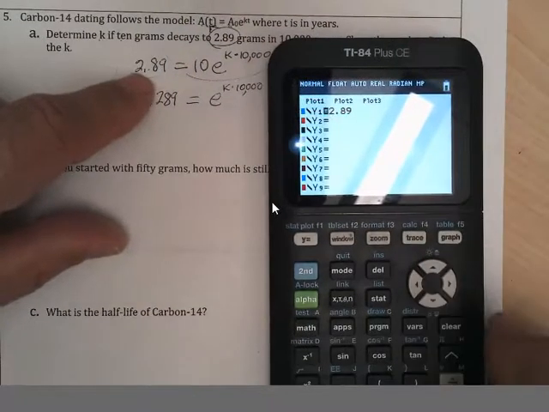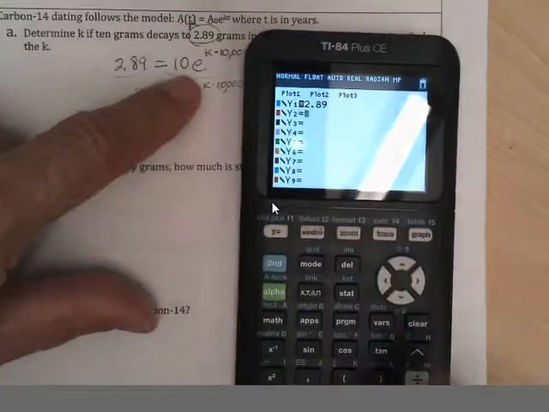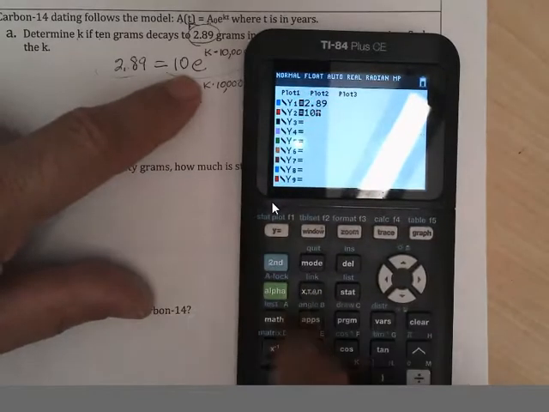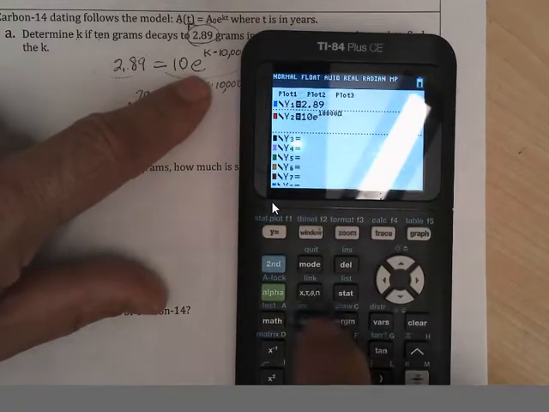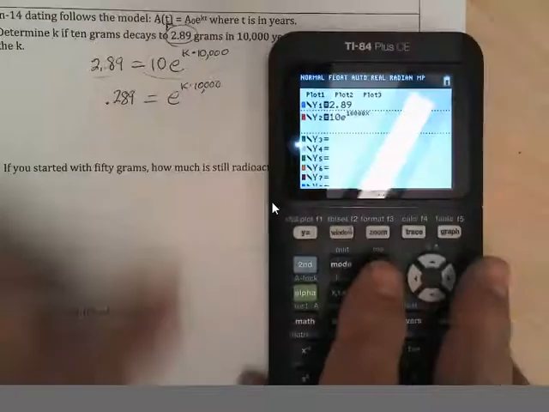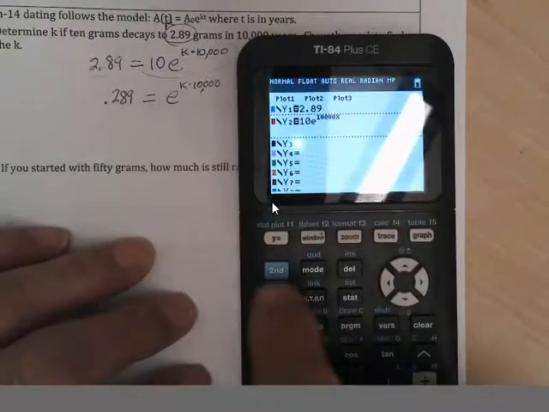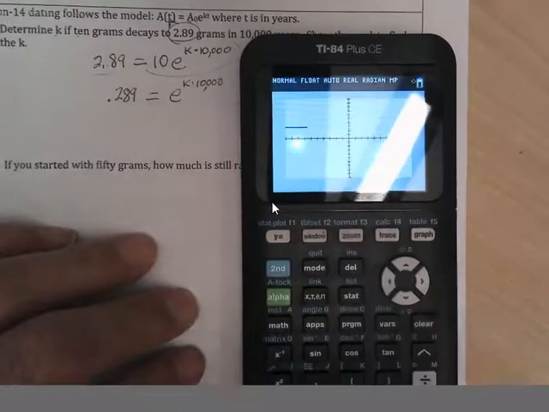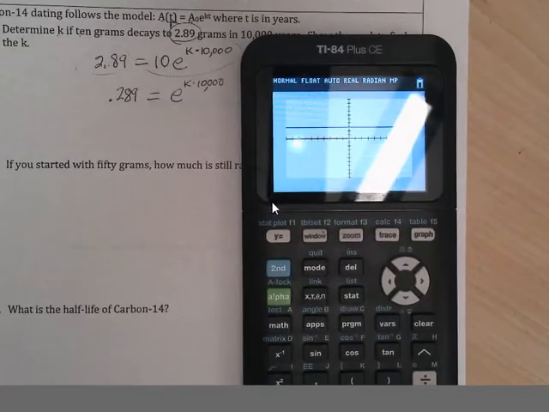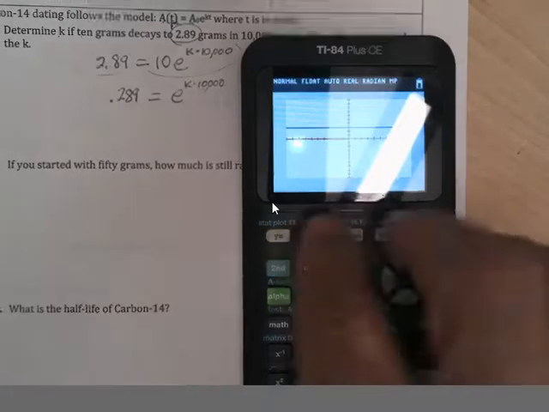So 2.89 and 10 e to the 10,000 x, and x would be standing for the k. And we want to know when they're equal, so second graph, there's one, the other one disappeared. What did I type in wrong?